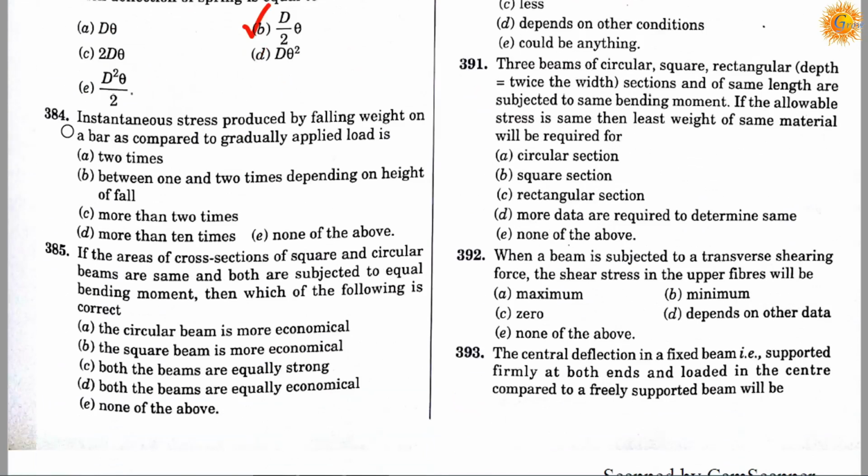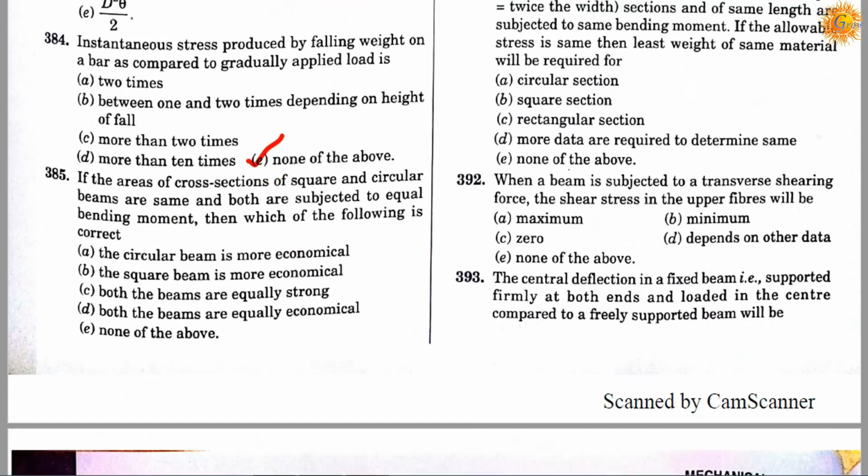Question number 384. Instantaneous stress produced by falling weight on a bar as compared to gradually applied load is option A 2 times, option B between 1 and 2 times depending on height of fall, option C more than 2 times, option D more than 10 times, and option E none of the above. Correct answer is E. It will be none of the above.